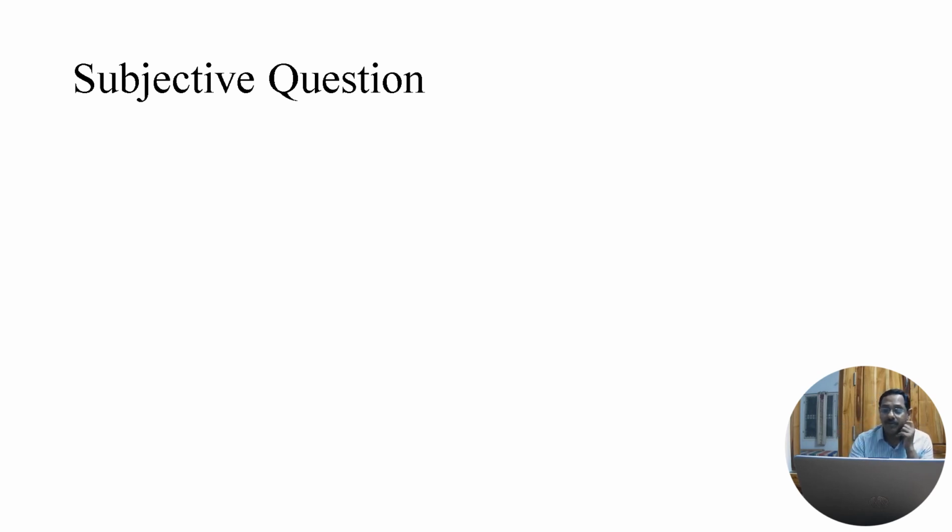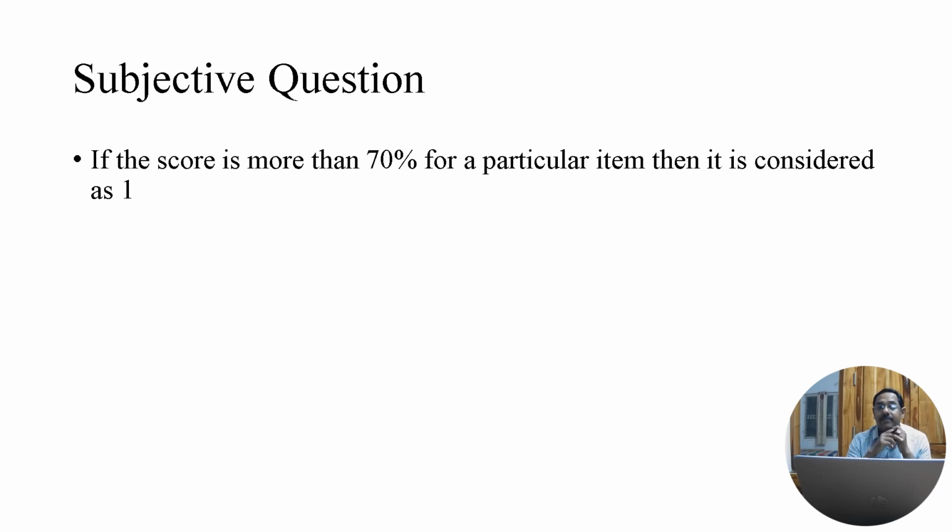There is one way to do this. If the score is more than 70% for a particular item, then it is considered as 1. Otherwise, 0. Suppose for a 5 mark question, if somebody takes 3 and above, then it is considered as 1. Then we can do it like the previous difficulty analysis. For a 10 mark question, we can take 7 and above as 1, and less than 7 as 0. So now it is easy for us to calculate the difficulty index.